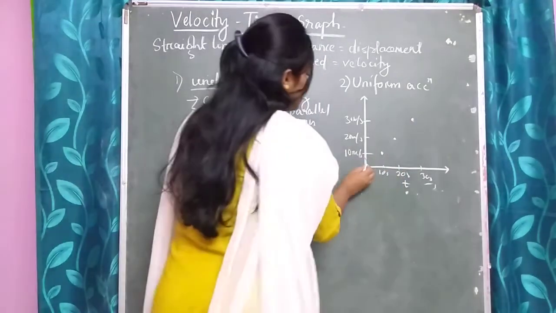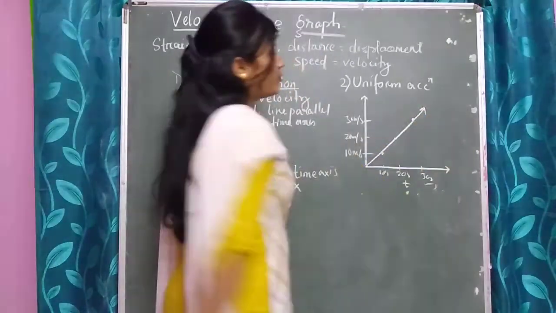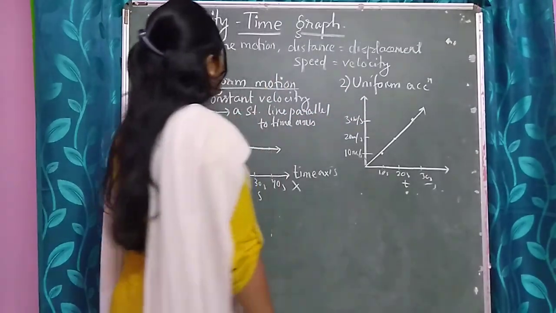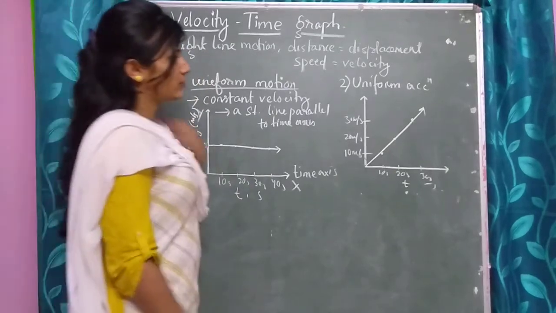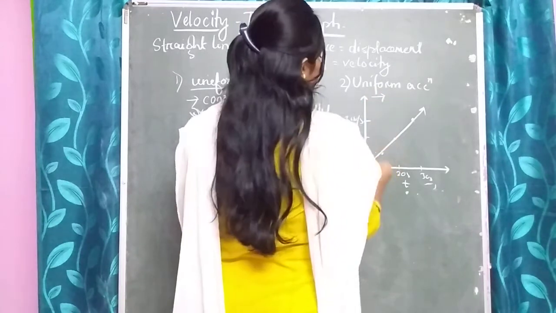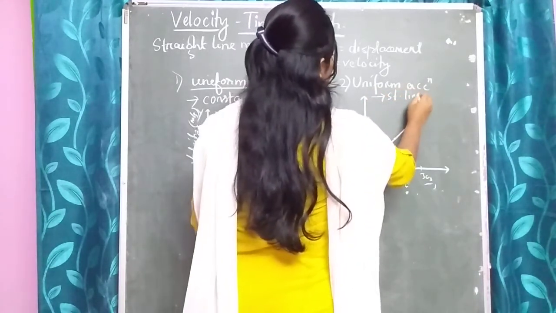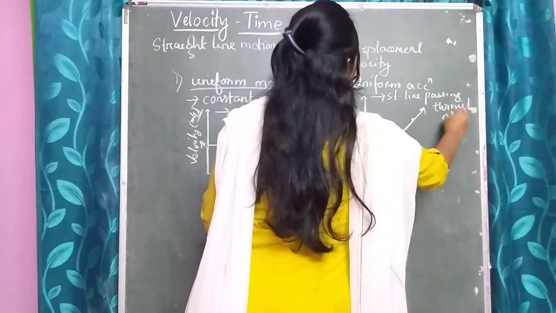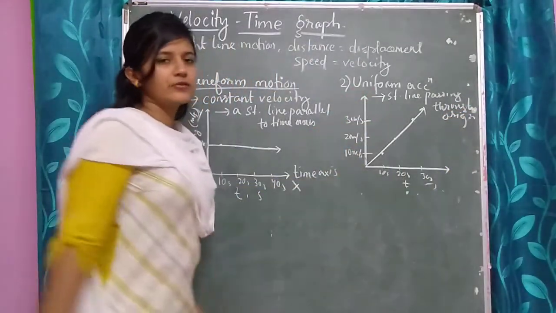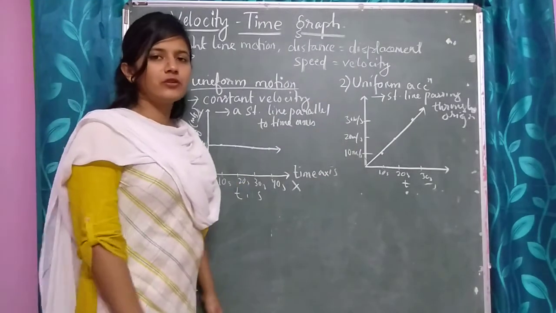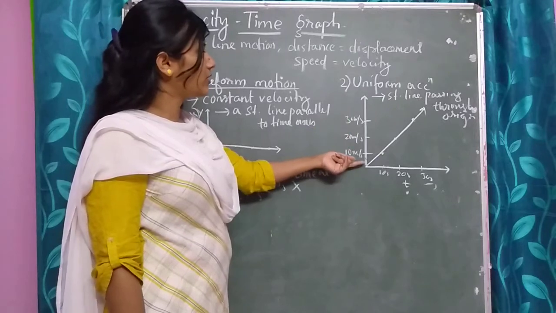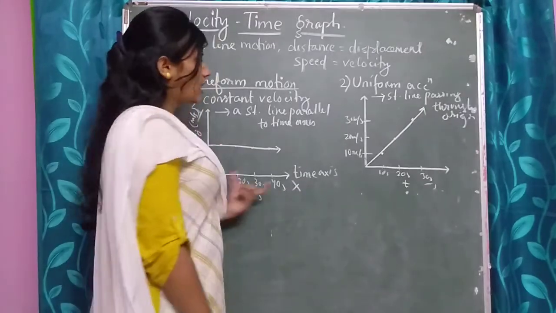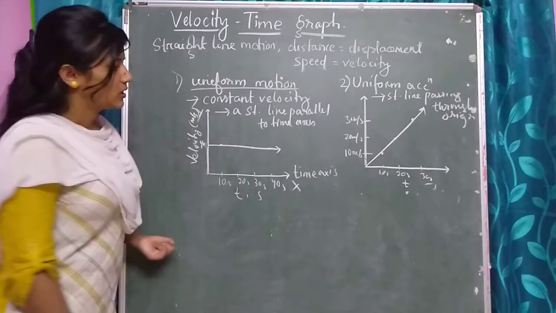So now the nature will be a straight line passing through origin. As we know, in case of uniform acceleration, the velocity will increase with equal intervals of time. So the nature is a straight line passing through origin. Uniform acceleration means acceleration will remain constant, and when acceleration remains constant, velocity will increase equally in equal intervals of time. So these are the two cases which are in our course.